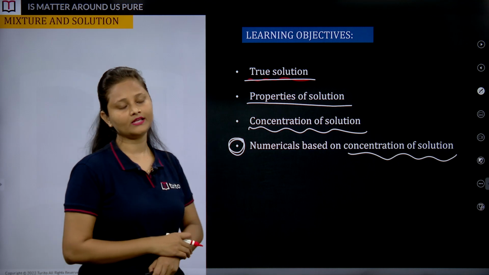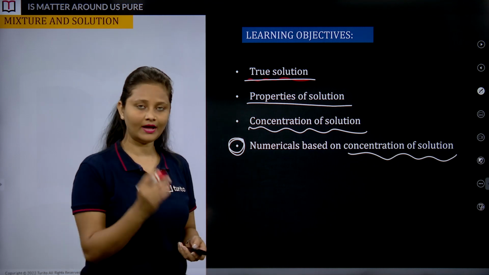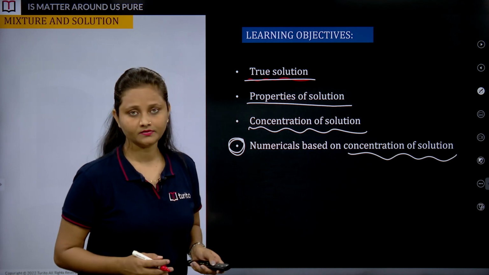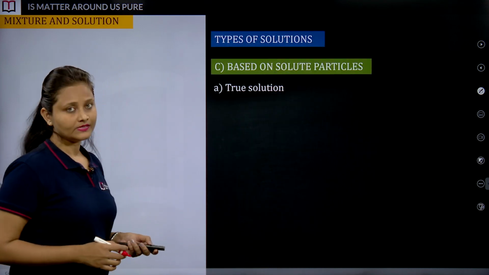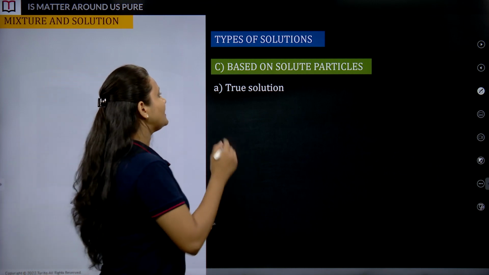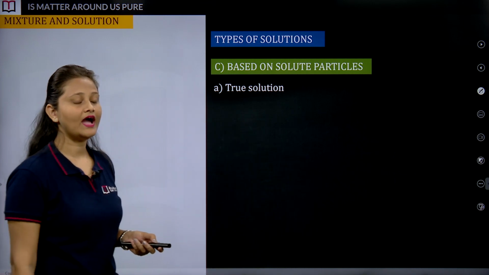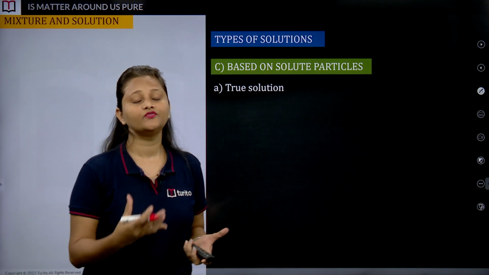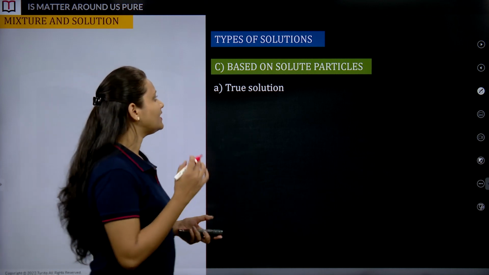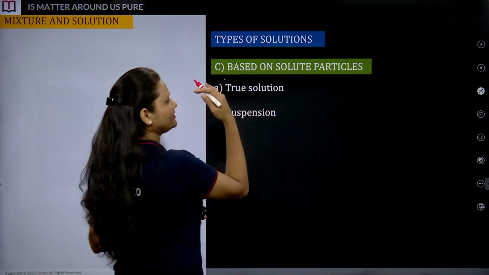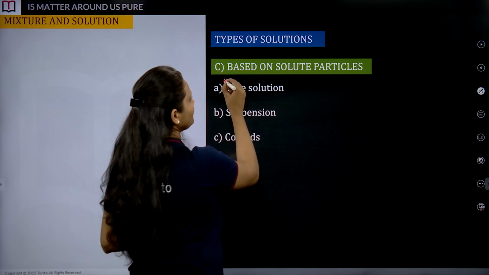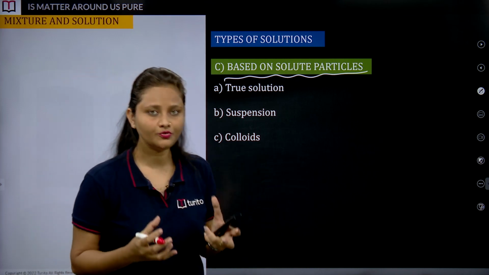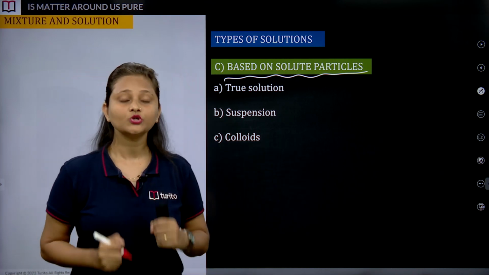This time, as always, I am asking you all to grab your notebook and pen so that you can note down each and every point. And of course, we are dealing with some numericals this time. So we have the next category, students. We have completed two categories on what solutions are and the different types of solution. Here we have the classification of solution based on the solute particles, or more specifically the size of the solute particles which we are adding in the solvent.